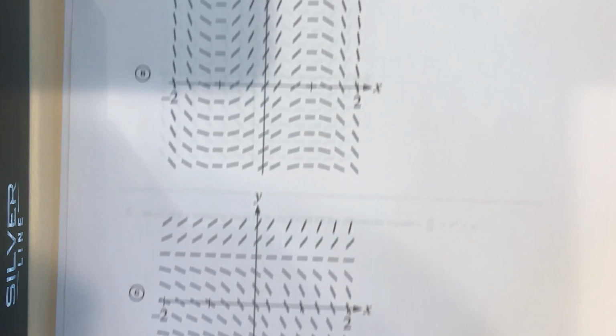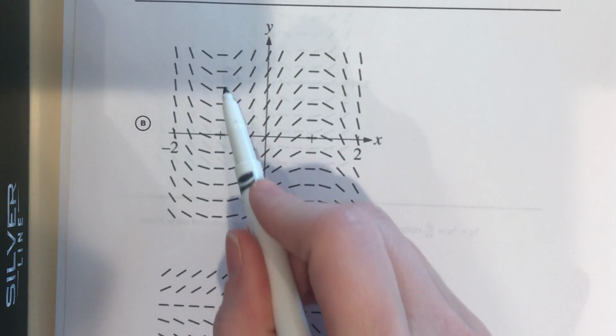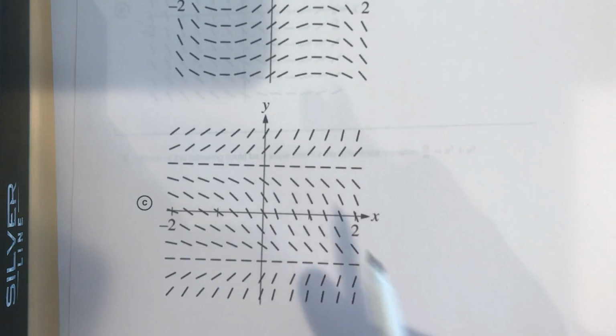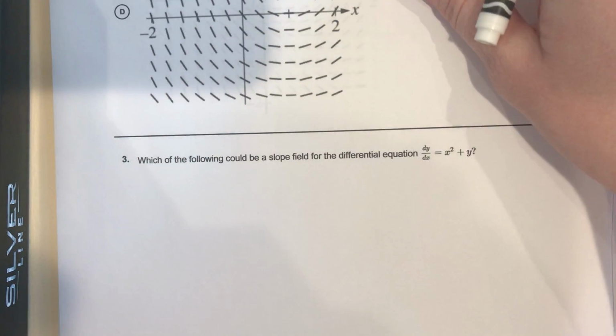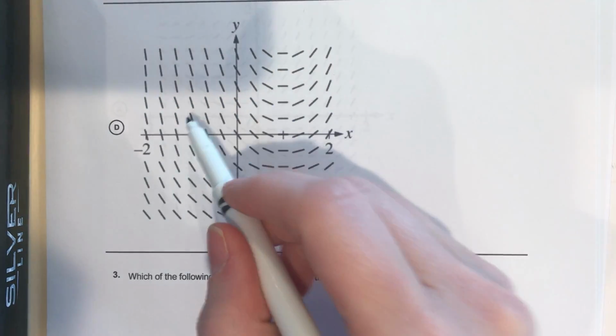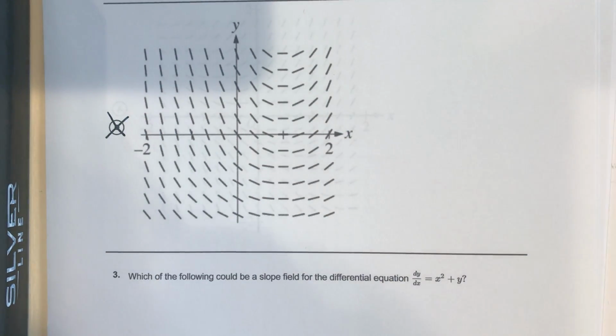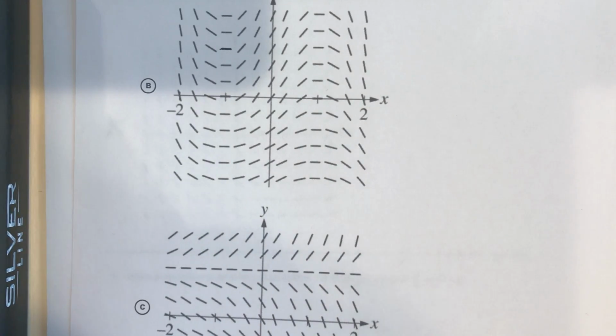Let's check on the second graph. B, negative 1, 1. Yep, I got a 0 slope there. On the C graph, negative 1, 1. Yep, I got a 0 slope there. Oh, but this graph, D, I do not have a 0 slope, so D cannot be the solution. I can cancel that right out. Less to look at. Okay, so let's go back.